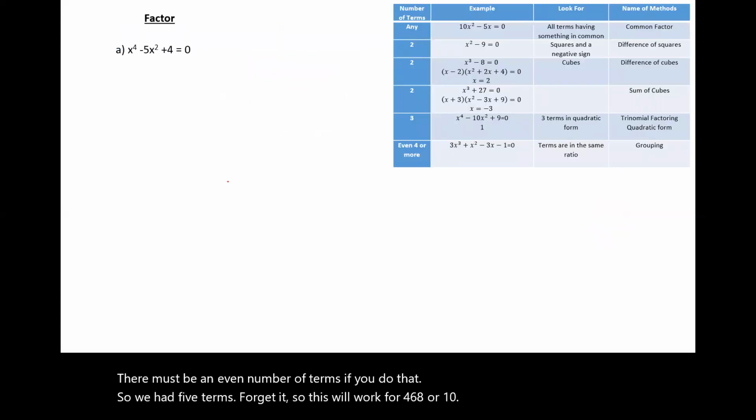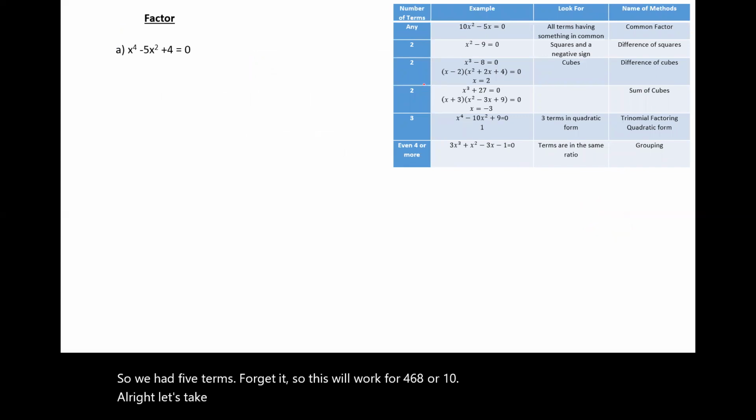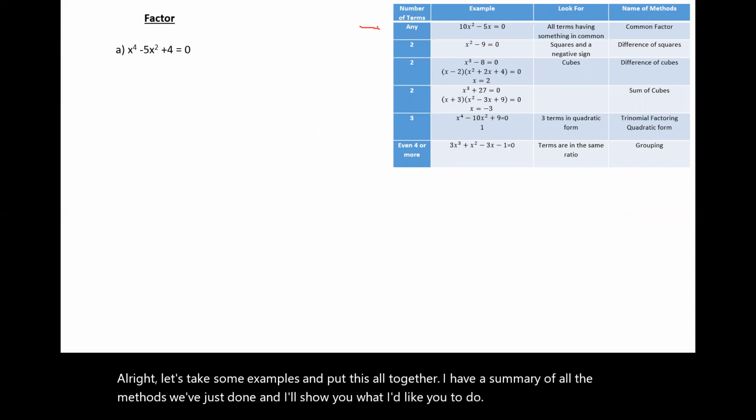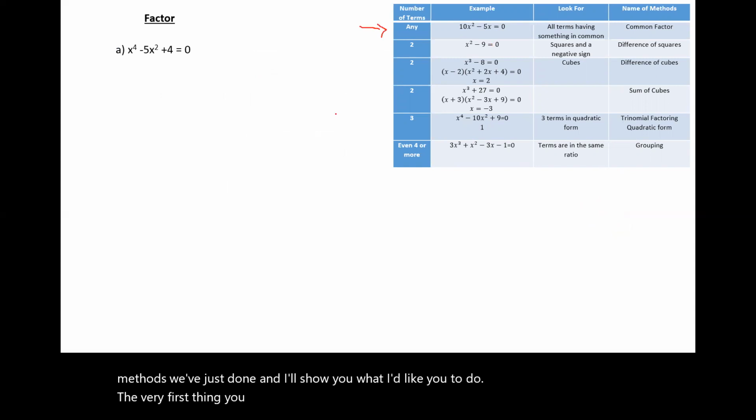All right, let's take some examples and put this all together. I have a summary of all the methods we've just done, and I'll show you what I'd like you to do. The very first thing you do, check for a common factor. I've got a no on that one. So no common factors. Keep going. 2 terms? Nope. 3 terms? Yes. So let's stop here.